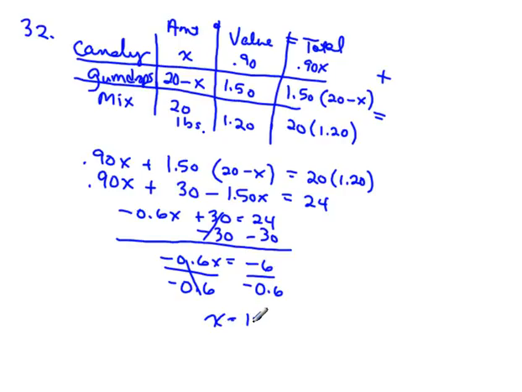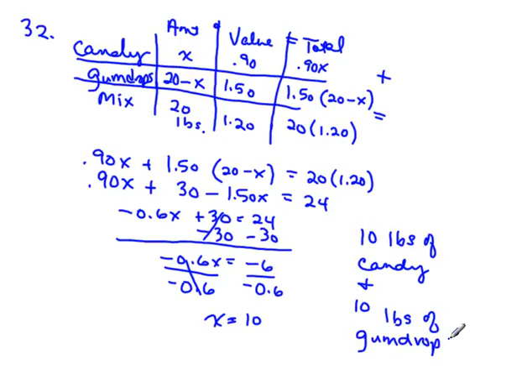And x equals 10. Remember that word problems are not finished until you've answered the question. The question said, how many pounds of each candy does he use? Well, x represents the candy, so he needs 10 pounds of candy. And how many pounds of gumdrops? Well, gumdrops is 20 minus x, so 20 minus 10 would give us also 10 pounds of gumdrops. And that's the mixture problem, number 32.